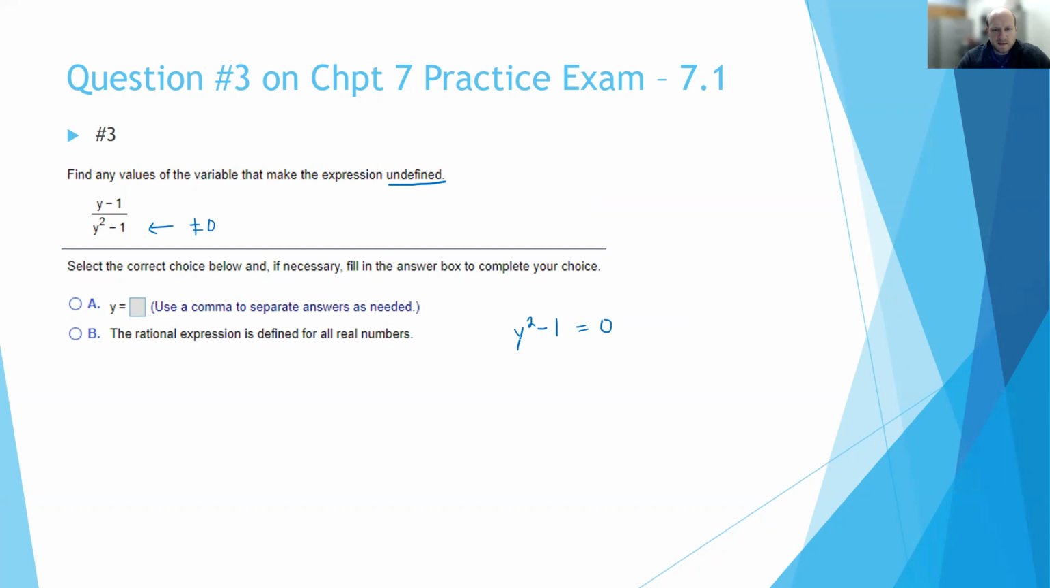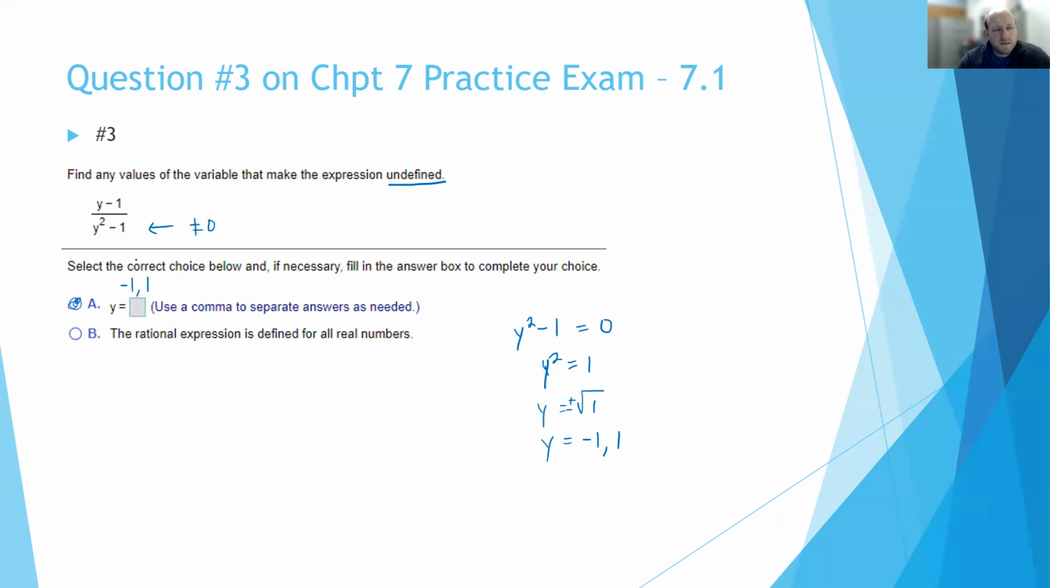So let's go ahead and do that. y squared minus 1 equals 0. We're going to add 1 to both sides. So y squared equals 1. And then we take the square root of this. The square root of 1, which is going to make this a plus or minus, right? And we know that the square root of 1 is 1. So this is going to be -1 and 1. So any values where y is equal to -1 or 1 are going to make this denominator 0.